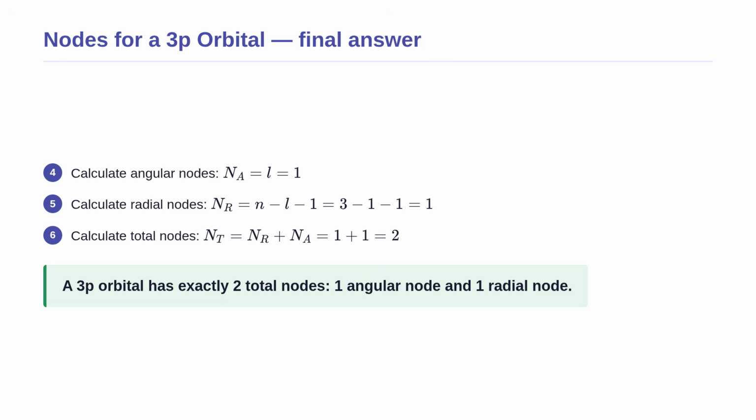Physically, this final answer means that a 3p orbital has two main lobes separated by one planar node. And each of those lobes is split into an inner and outer section by one spherical radial node. The math perfectly matches the physical geometry of the atom.